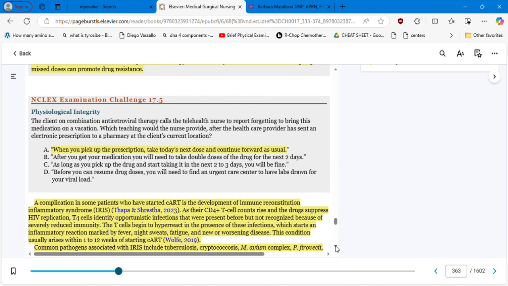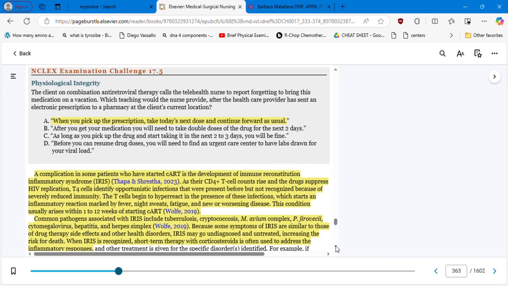So if you miss a dose, you have to teach the patient to take that dose whenever they remember, and then continue with the following doses. It's not that they are going to take two pills at once to compensate for the missed dose.